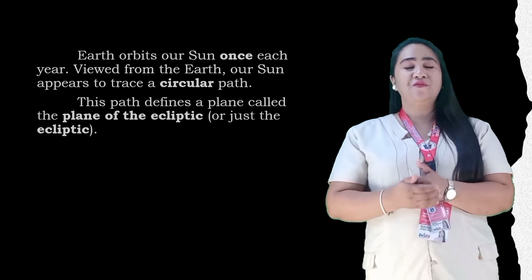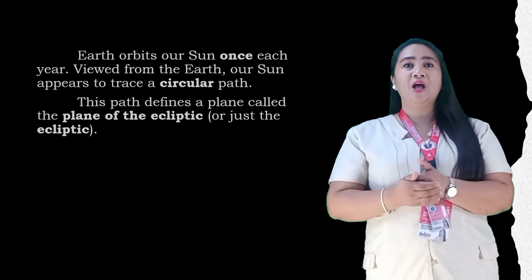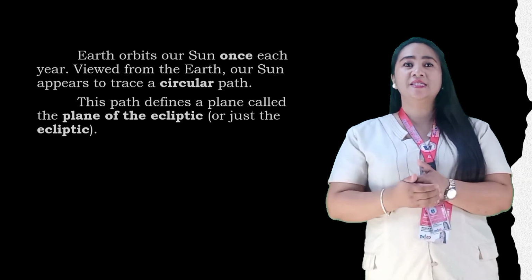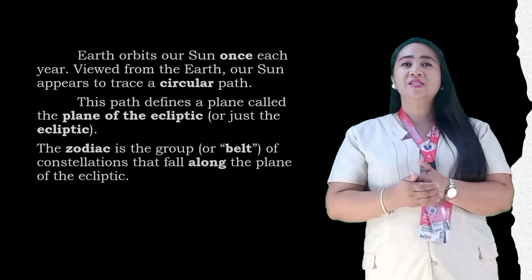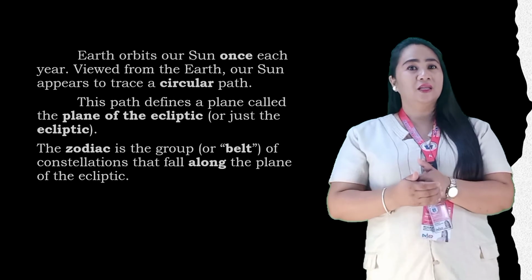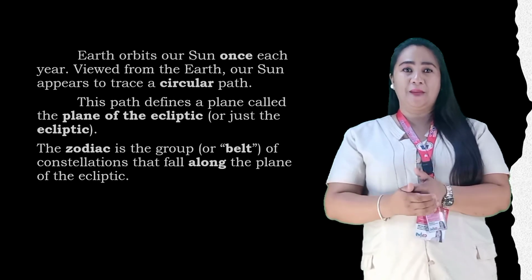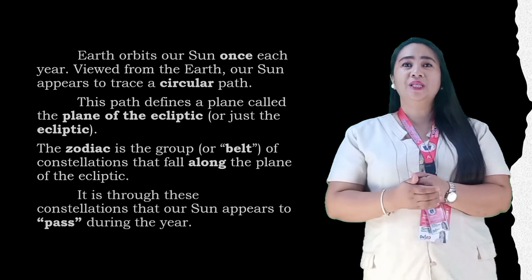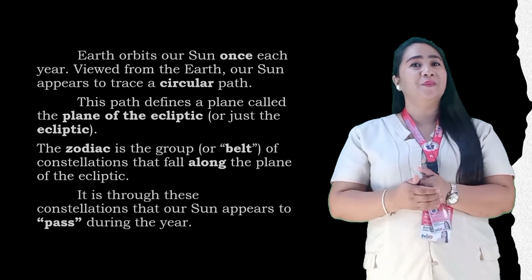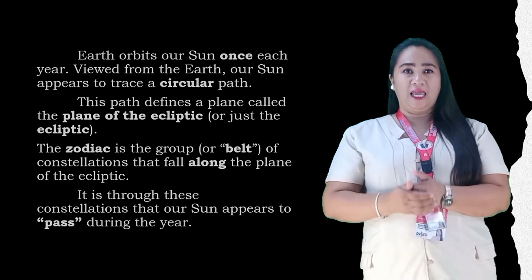This path defines a plane called the plane of the ecliptic, or just the ecliptic. The zodiac is the group or belt of constellations that fall along the plane of the ecliptic. It is through these constellations that our Sun appears to pass during the year.